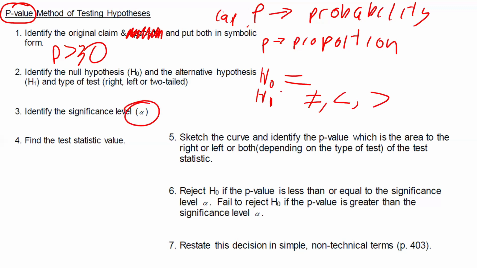You're going to identify the significance level. That's going to be given to you. You calculate the test statistic. In the case of proportions, we have a formula for that. You're going to sketch the test statistic, and either using a calculator, you're going to identify the p-value, which you'll be able to do by sketching it out using a normal distribution. Then you reject the null hypothesis if the p-value is less than or equal to the significance level, and you fail to reject if the p-value is greater than the significance level.